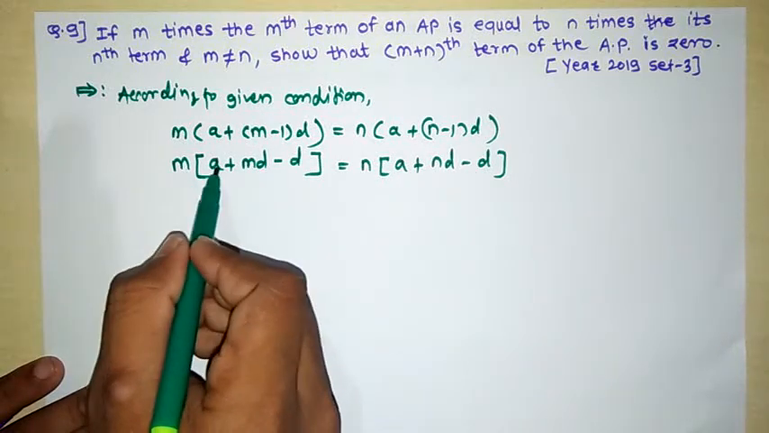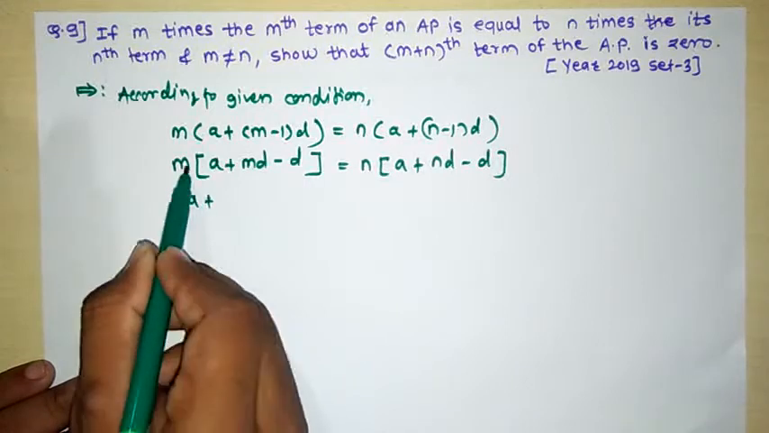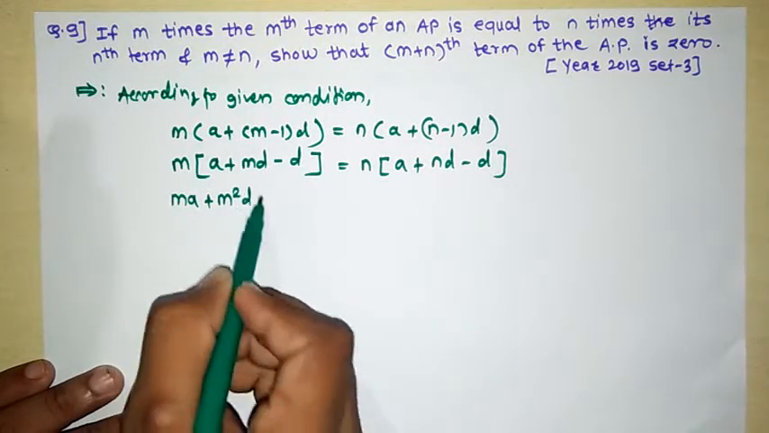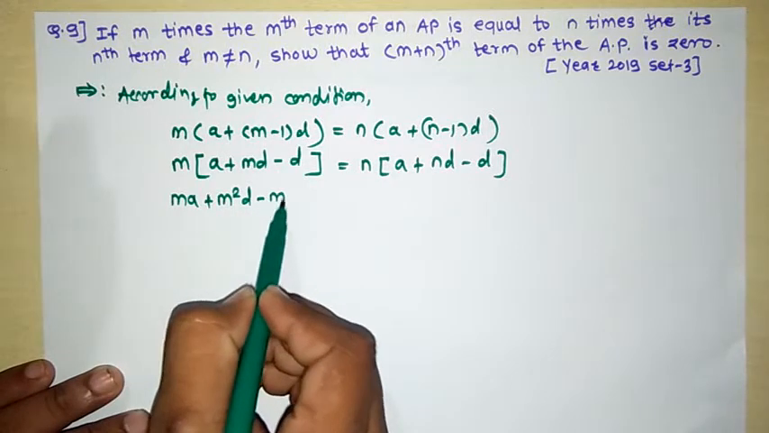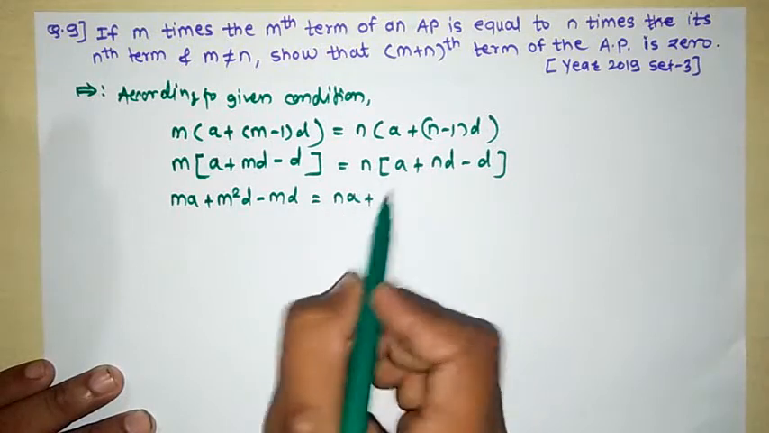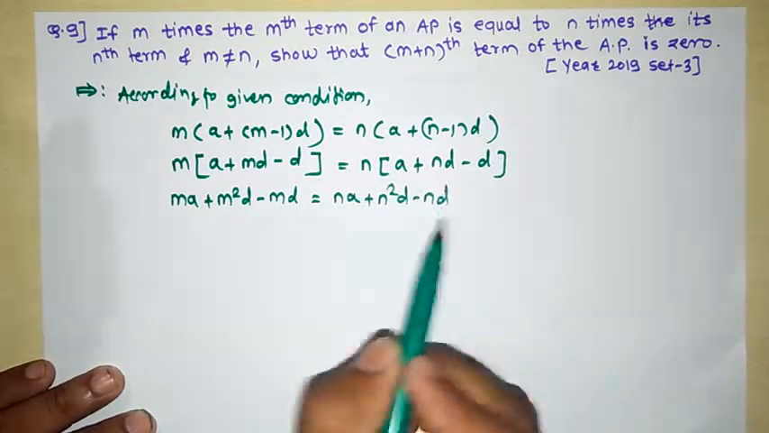Now we will multiply m in the bracket. M into a is ma, plus m into md, which is m square d, m into minus d, which is minus md. Now n into a is na, plus n into nd, which is n square d. Now n into minus d is minus nd.